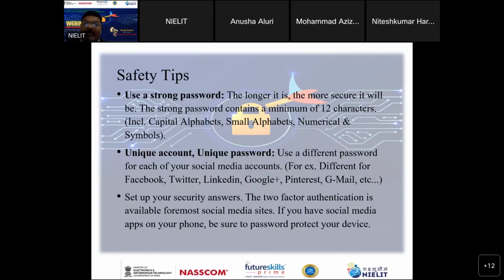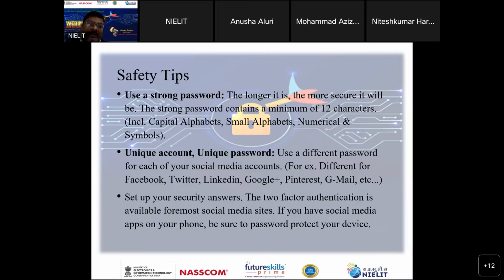Unique account, unique password. Always use a different password for each and every social media account. What we used to do nowadays is use the same password for Google, for Gmail, for Twitter and everything. We will have to leave this type of habit to secure our social media account.